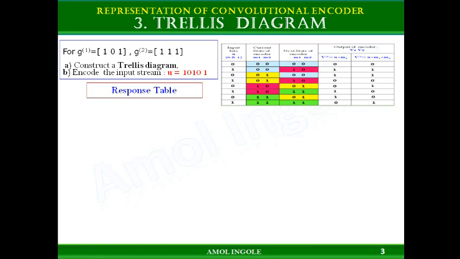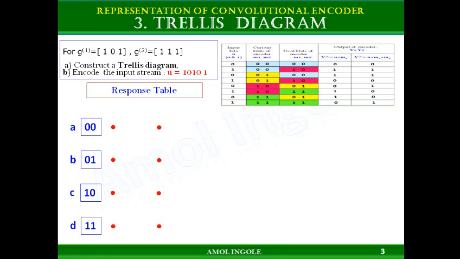Let us start constructing a trellis diagram from the response table. This is the first thing you should do. The first thing in constructing a trellis diagram is to show all possible states. As we have identified that there will be 4 possible states for this encoder, I'm showing them as A, B, C, D: 00, 01, 10 and 11. These are the 4 possible states, and these are our time steps.